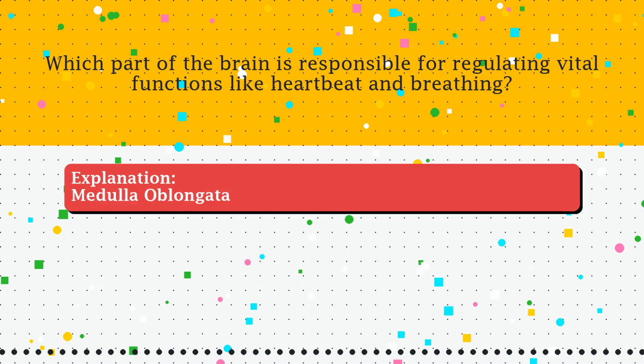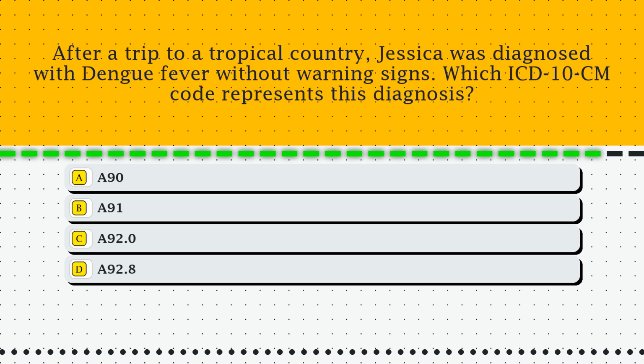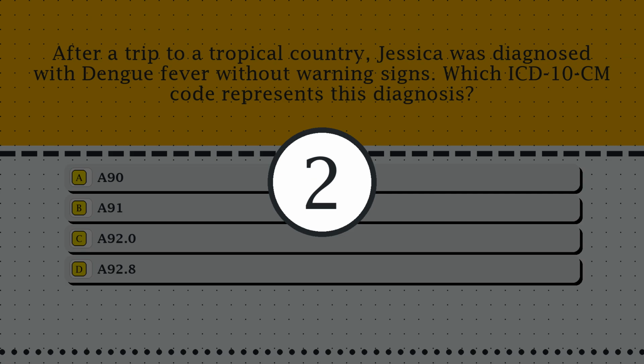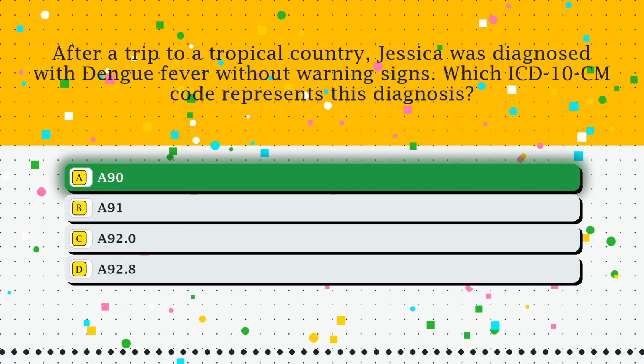Medulla oblongata. Question 212. After a trip to a tropical country, Jessica was diagnosed with dengue fever without warning signs. Which ICD-10-CM code represents this diagnosis? Option A, A90. Option B, A91. Option C, A92.0. Option D, A92.8. The correct answer is option A, A90.